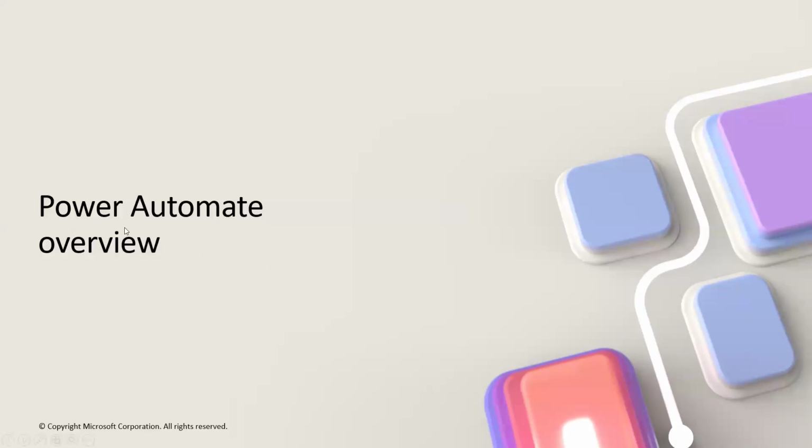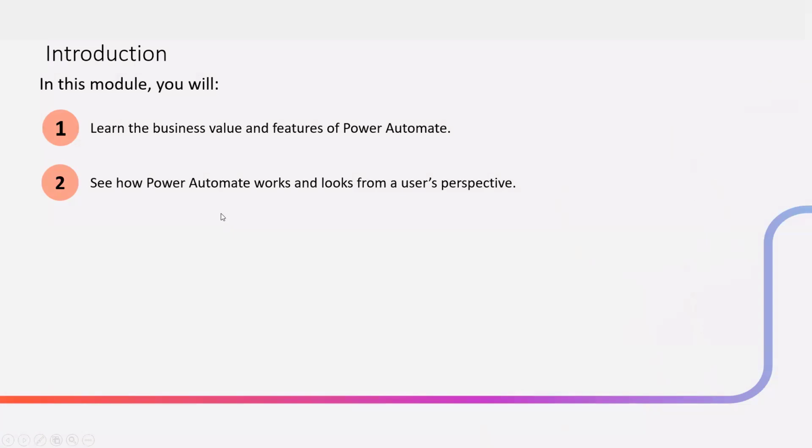Again, it's an overview that we have here, which is the Power Automate overview, where we will have a look at two small things. One is how the business values and features work for Power Automate, and how Power Automate works and looks from the user's perspective. So these are two small things which we will have a look at, right? And then maybe I'll try to get a further good understanding for sure.